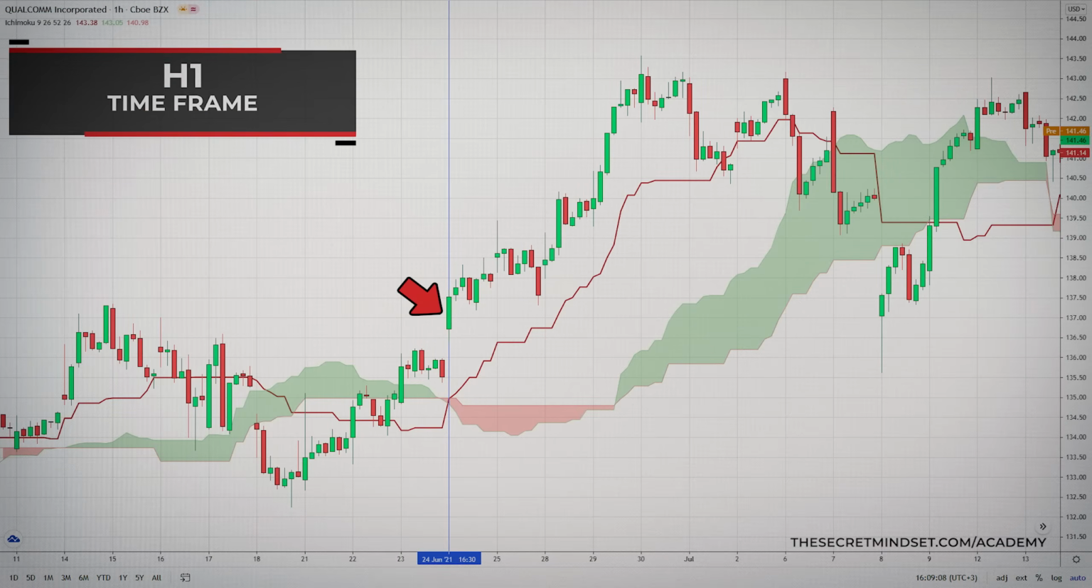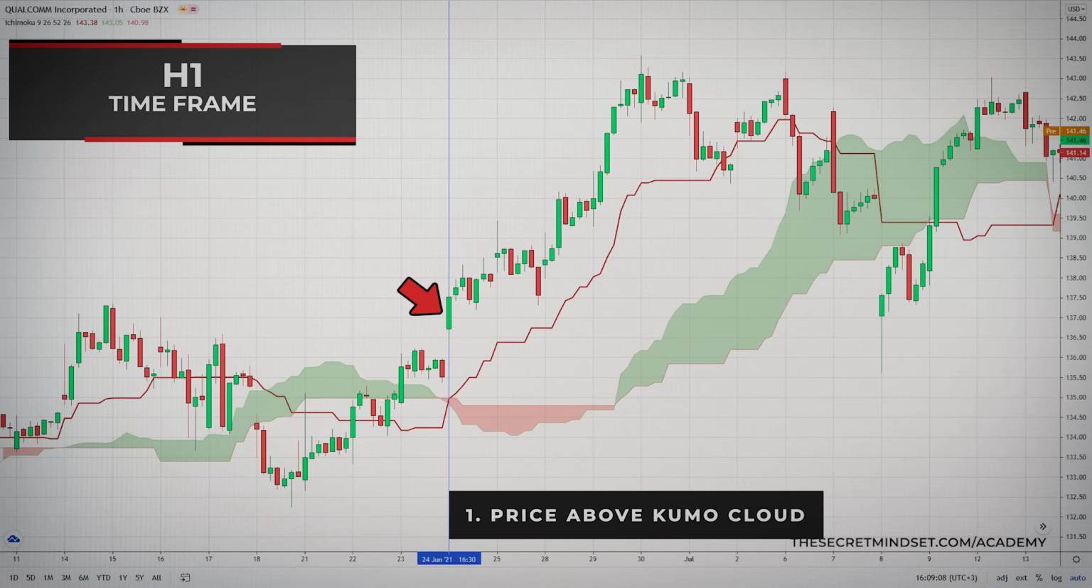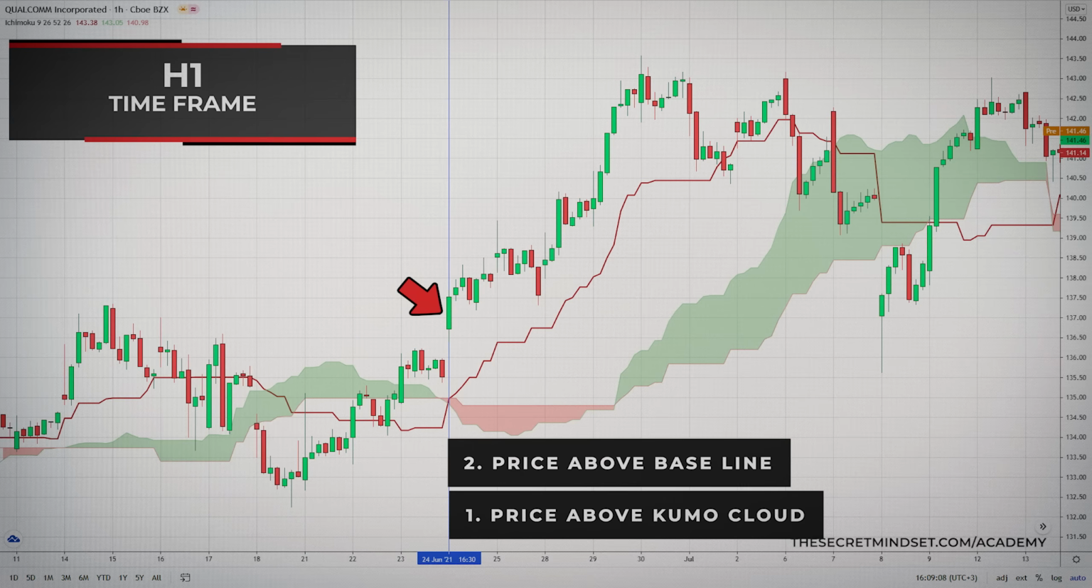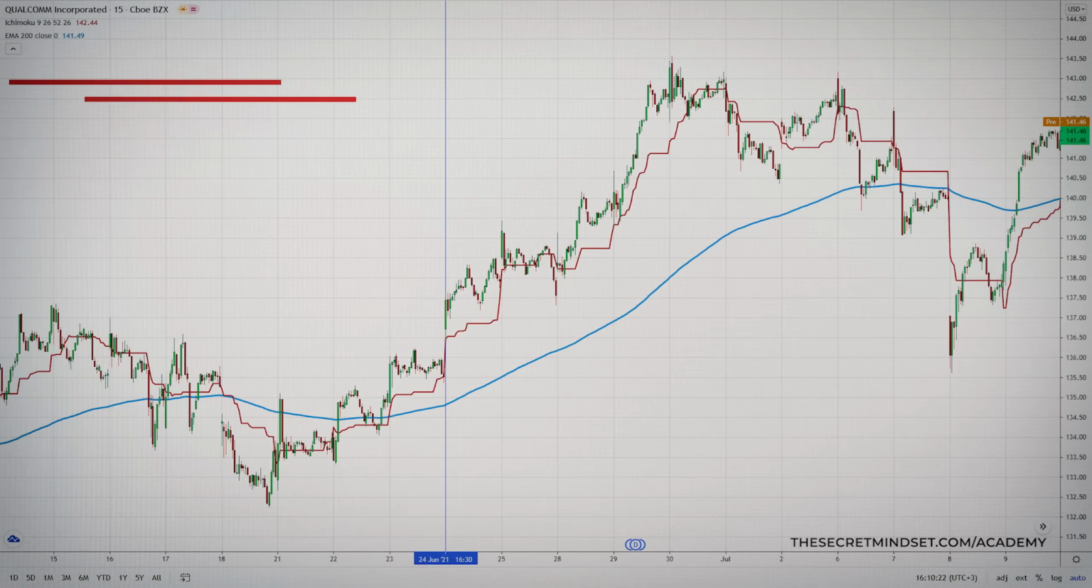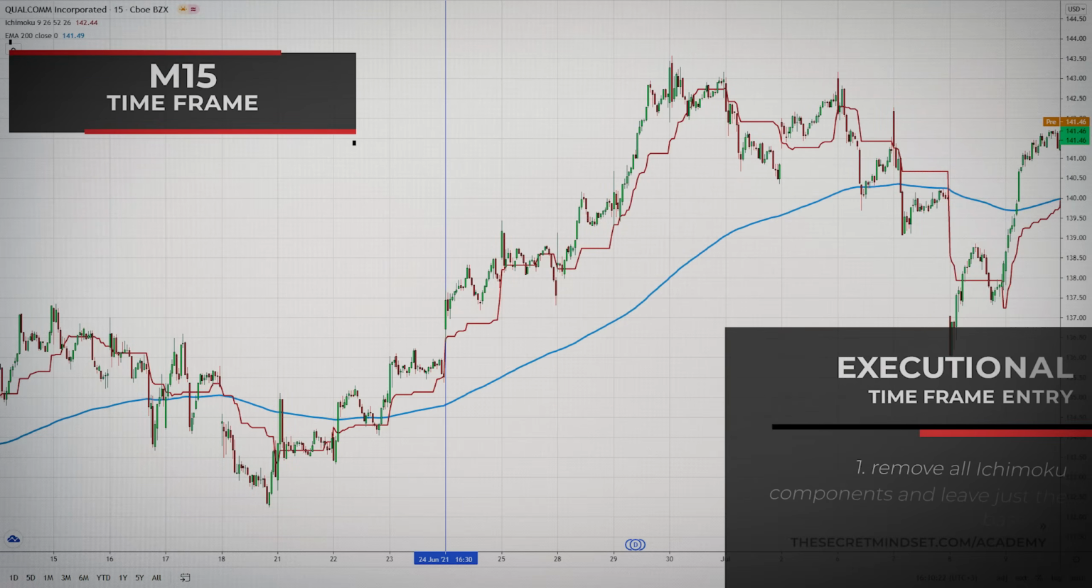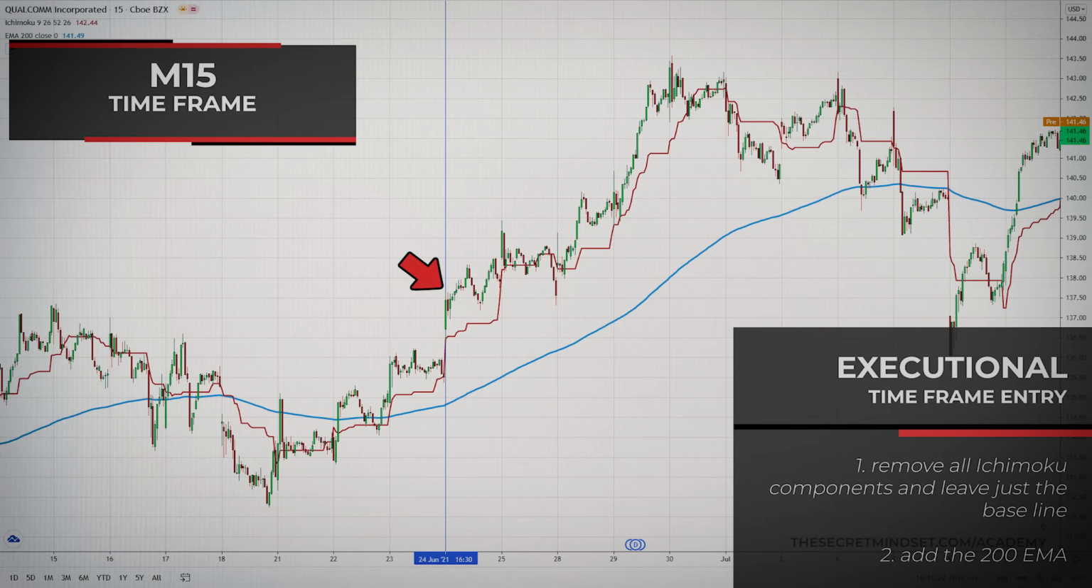Then, we go on the second time frame, the 1-hour, and we see price is above the Kumo cloud. Price is above the baseline, and the Kumo cloud must be green here. Then we move to the entry time frame, the 15-minute chart. Here, I remove all Ichimoku components and leave just the baseline, and I add the 200 exponential moving average.